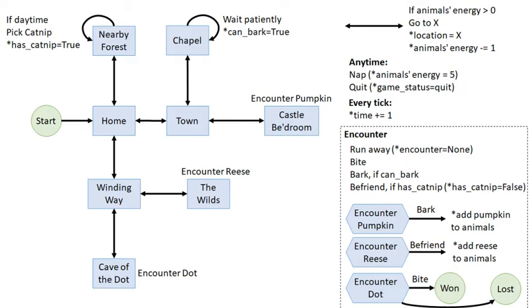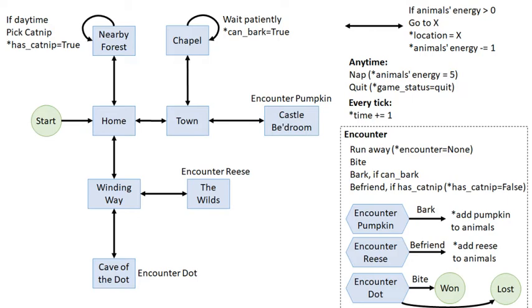The chapel also has something interesting in it. It has an extra command. When you wait patiently in the chapel, you'll gain the ability to bark, and that sets the can bark flag, the can bark attribute, to true. And you can take advantage of both the catnip and the barking in encounters.